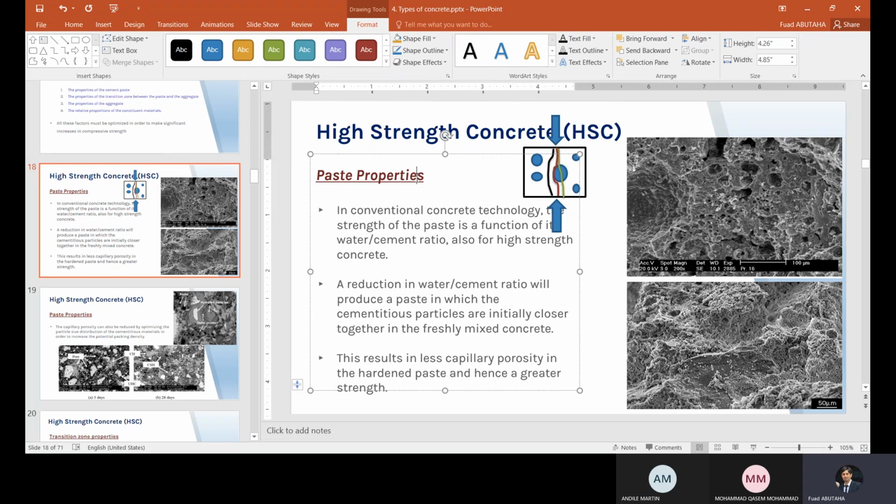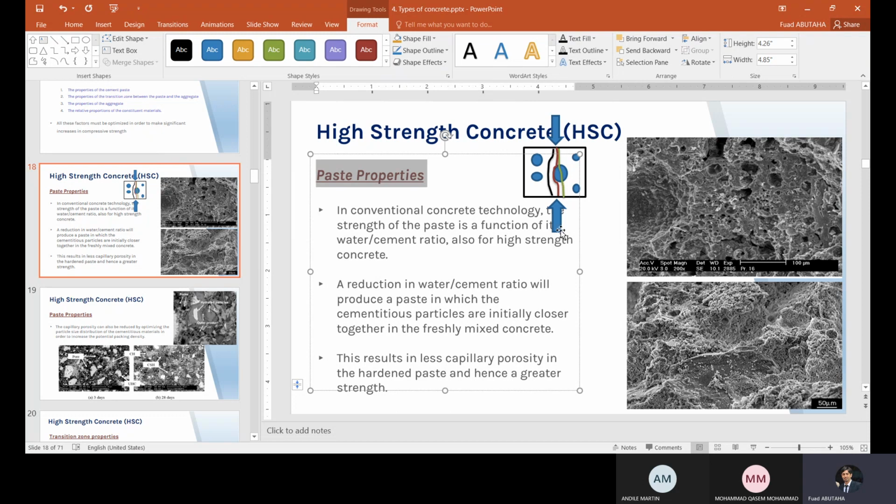So what are the factors, what are the properties that I need to consider for each of them? Starting with the cement paste, what are the factors, or how do we improve the cement paste properties to avoid any failure that can be caused as a result of the cement paste?